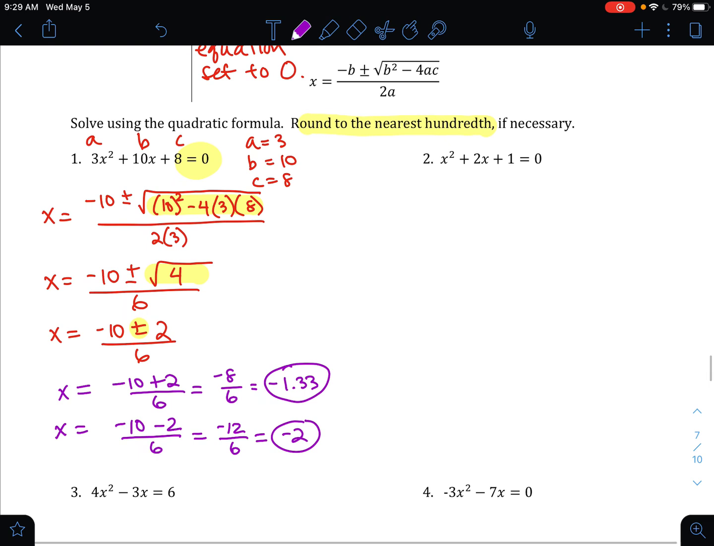So the key here is that formula, and you're going to need to know that formula. I would write it down several times as you work through this. And there's a song we're going to do in class that will help you memorize it.